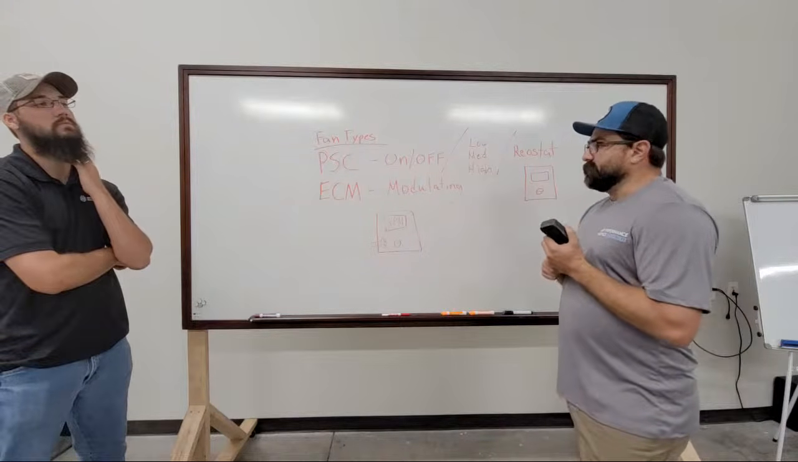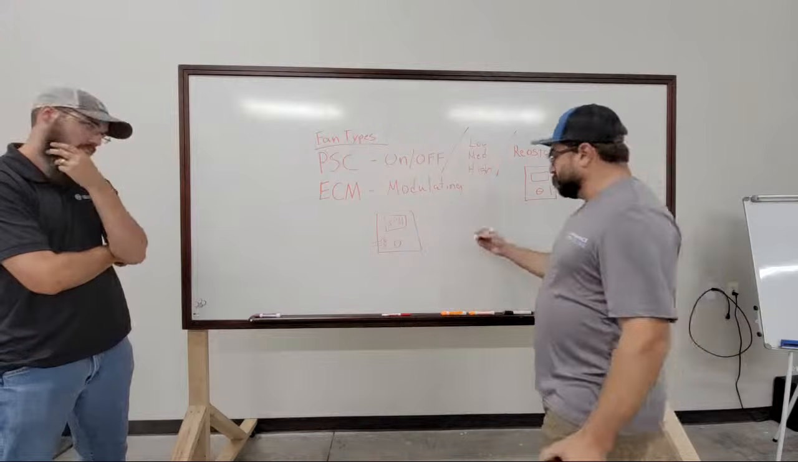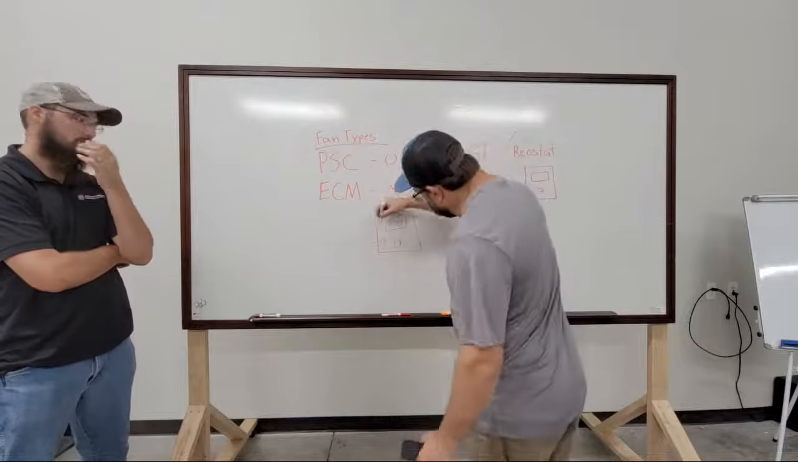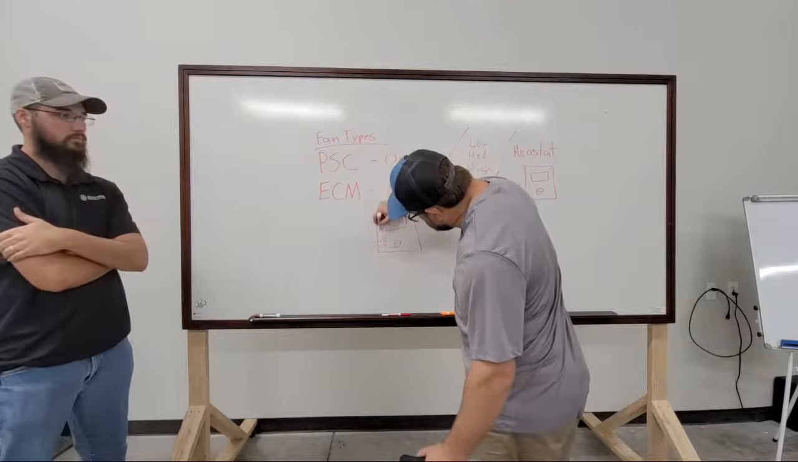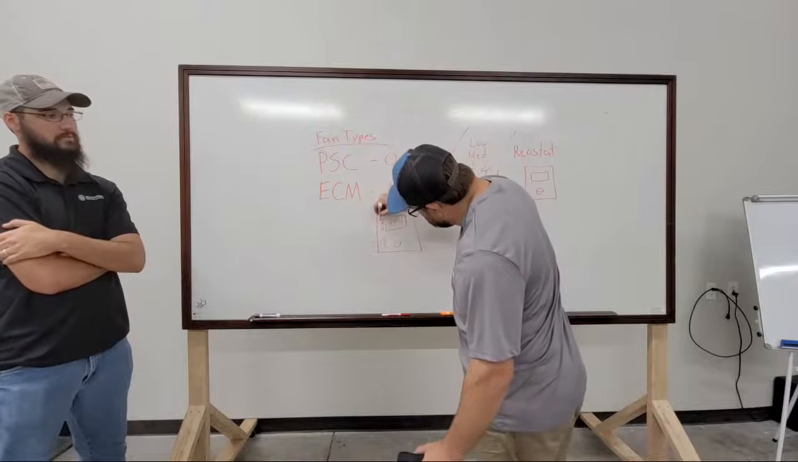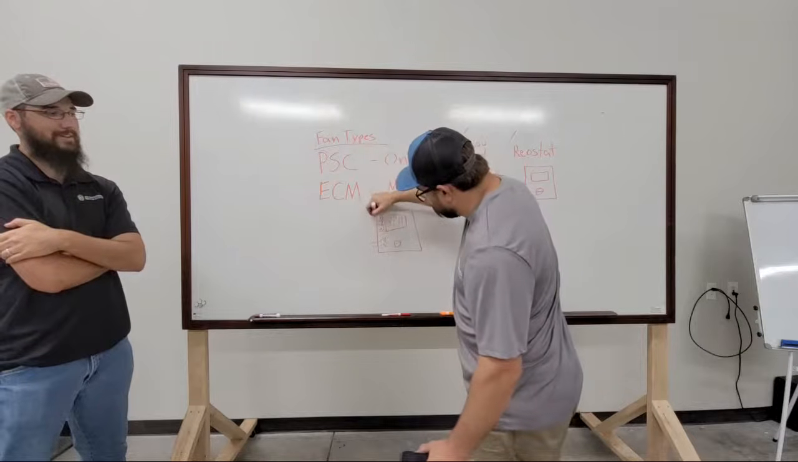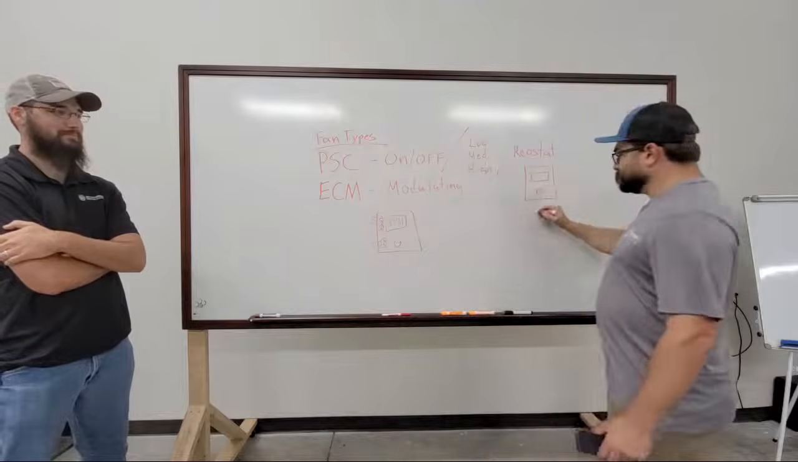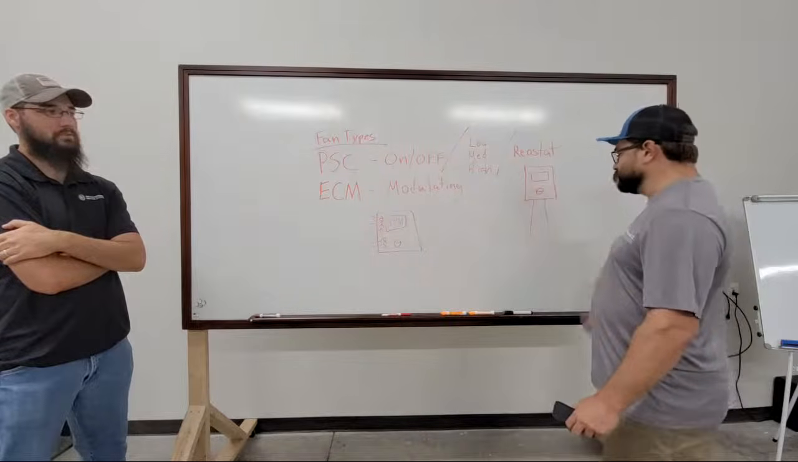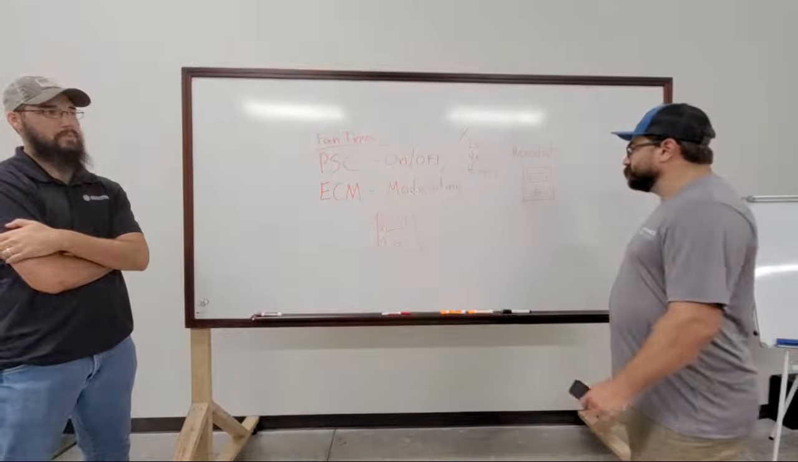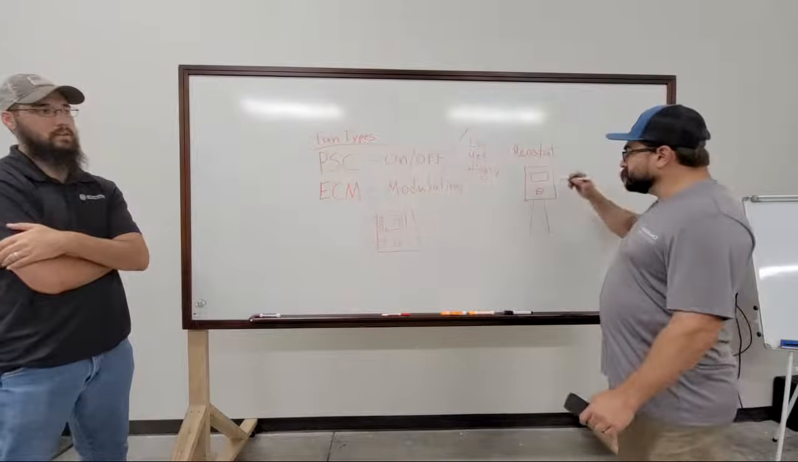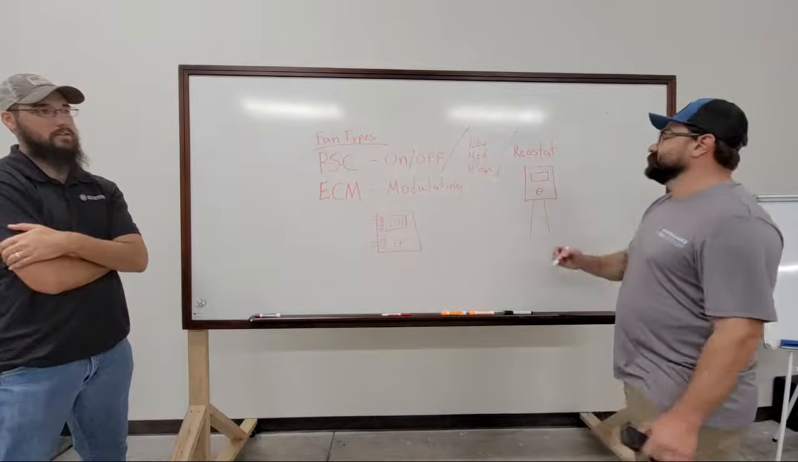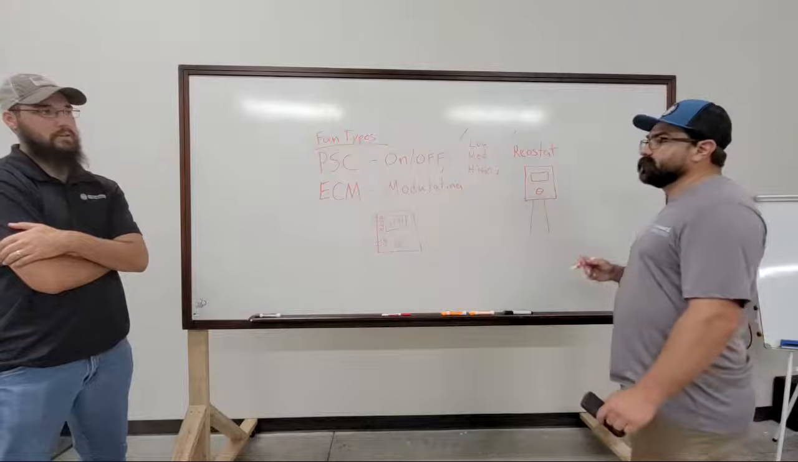Basically, if you ever open up a box and you see a board with a whole bunch of terminal blocks on it and tiny wires, it's more than likely going to be an ECM motor. Whereas this rheostat will literally have two wires, and that's it. Like I said, most of these do not have an LCD screen. It's pretty rare.